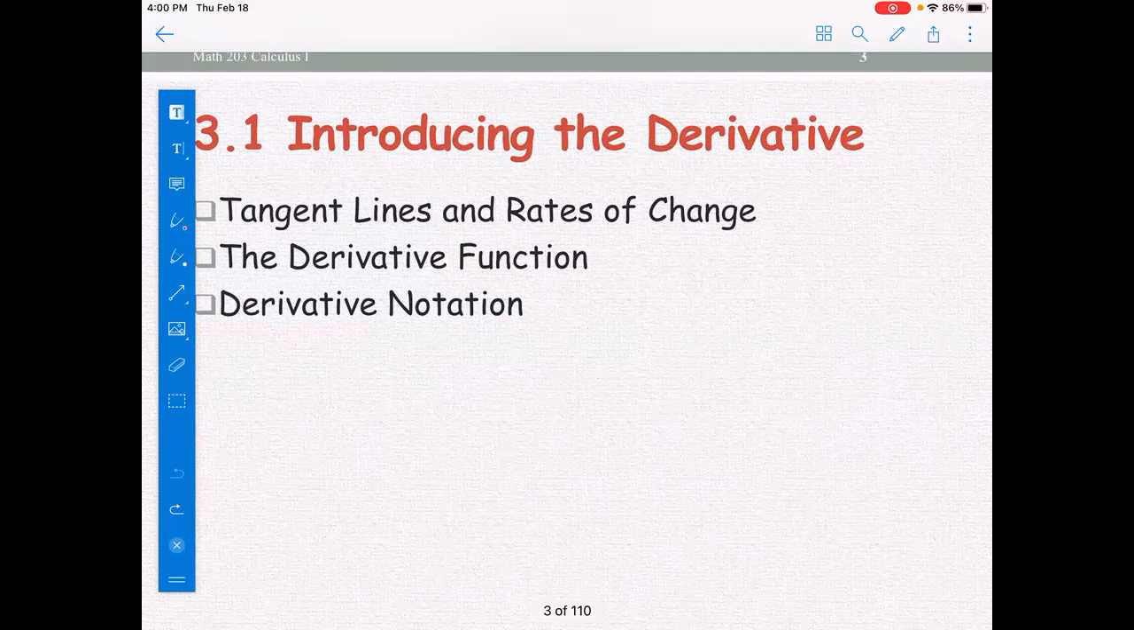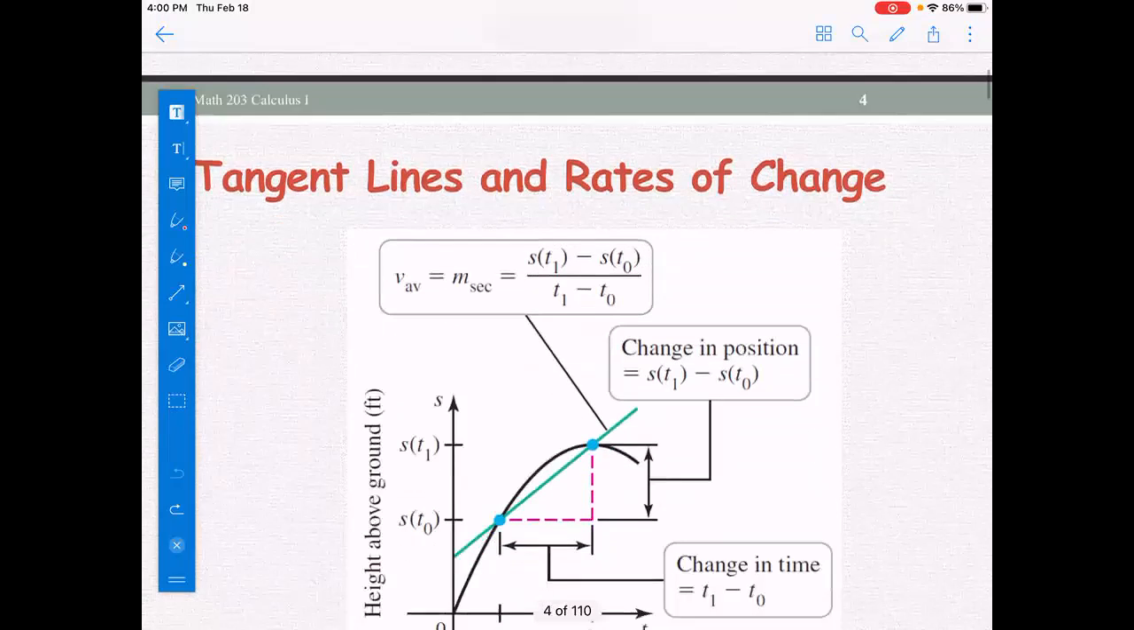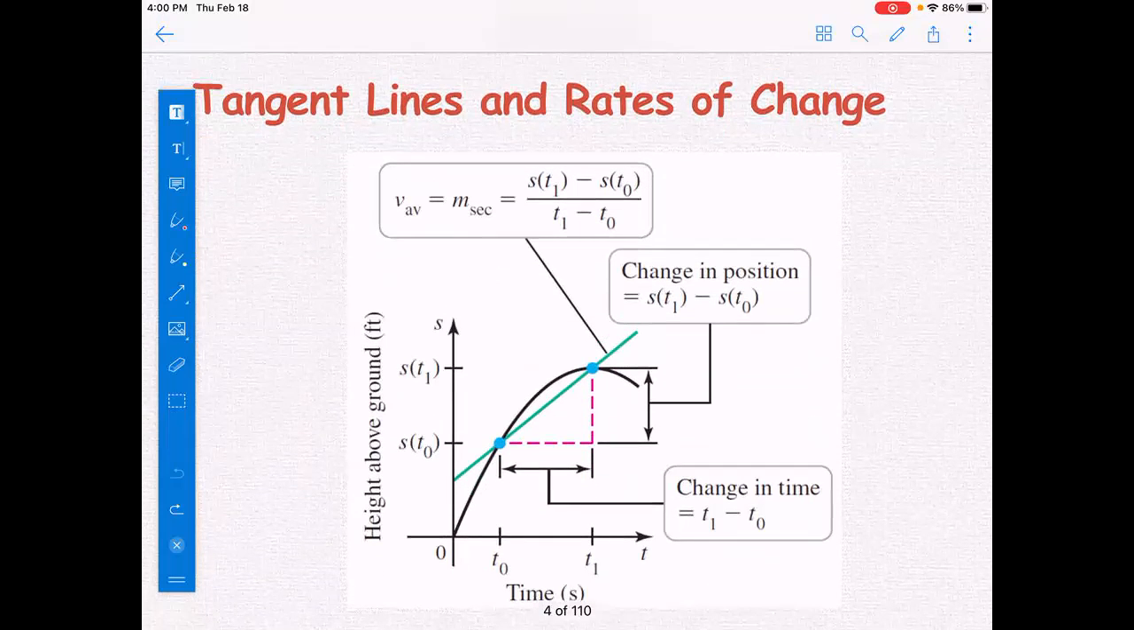3.1 Introducing the derivative. In this section, we will look at tangent lines and rates of change, and then the derivative function, and also the derivative notation. For the tangent lines and rates of change, we consider the graph of s of t, where s is the height above the ground and t is the time, with two ordered pairs on the graph.